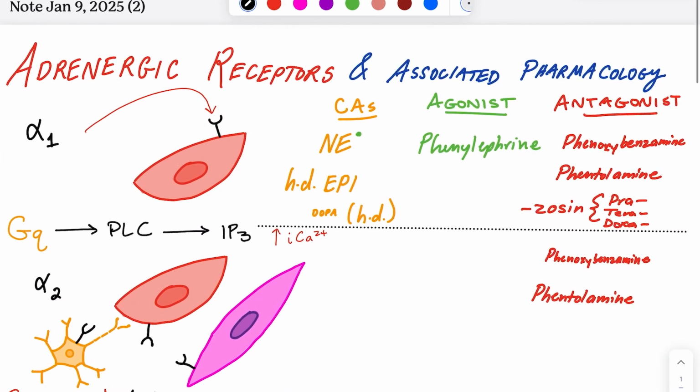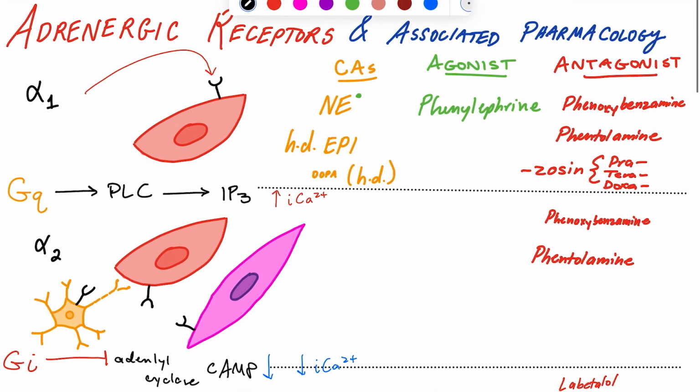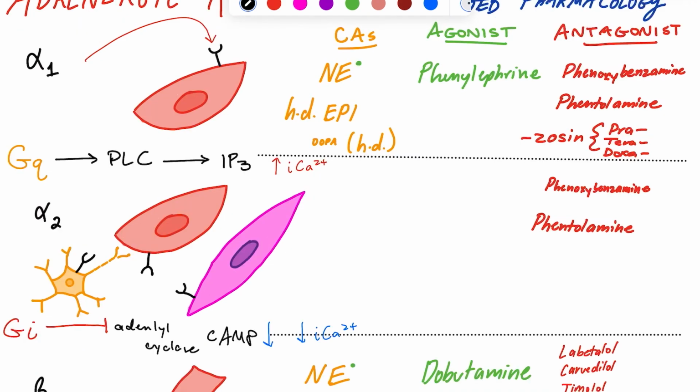Now, moving on to the antagonists, these are much more robust, and these are usually used to treat hypertension as well as cardiac arrhythmias. So there's two classes of antagonists. Those are going to be the non-selective antagonists as well as the selective antagonists. And so I'll go into those in a bit more detail.